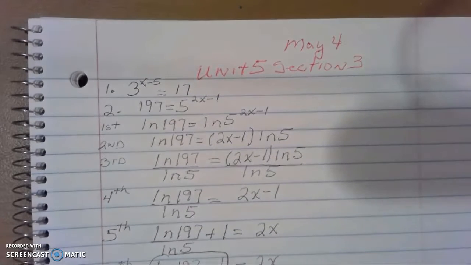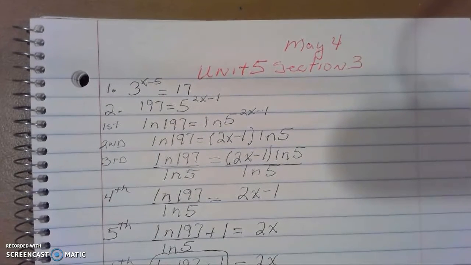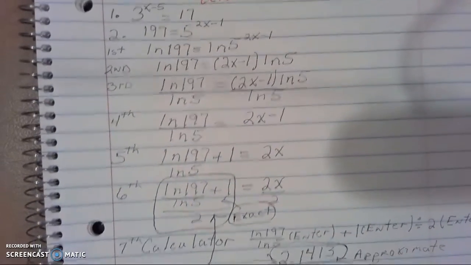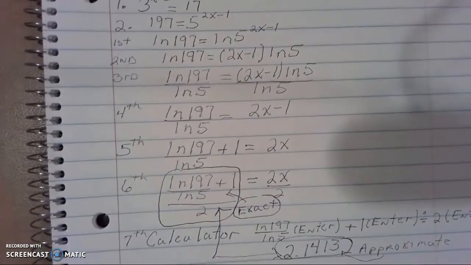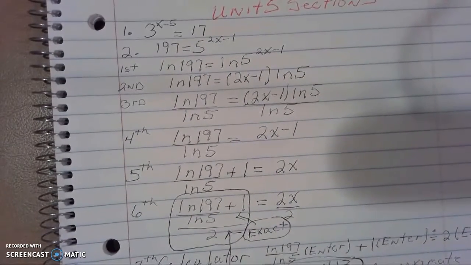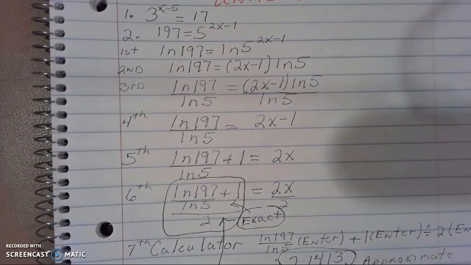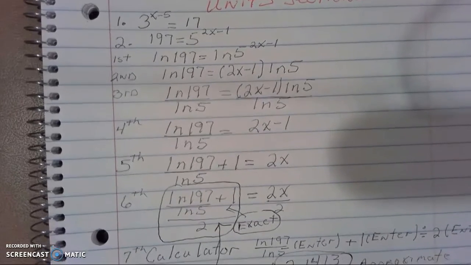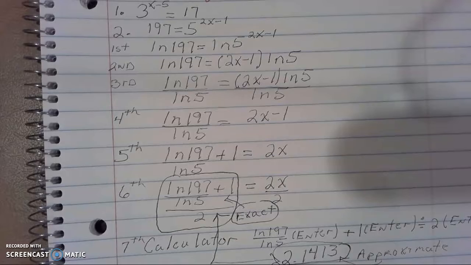This is a college algebra assignment for May 4th, Unit 5, Section 3. A lot of it is the rules of logarithms and just algebra. Number 1 is 3 to the x minus 5 equals 17. Done just like I did number 2. 197 equals 5 to the 2x minus 1 on number 2.